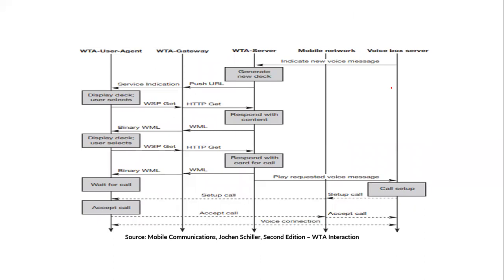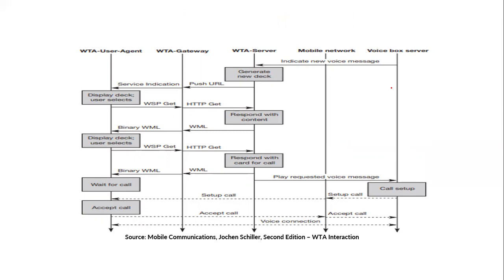Let us see one typical example of how the interaction between the user agent, gateway, server, mobile network, and voice box server happens in a WTA, in a wireless telephony application. This particular example shows an interaction between the WTA client, WTA gateway, WTA server, the mobile network, and the voice box servers.